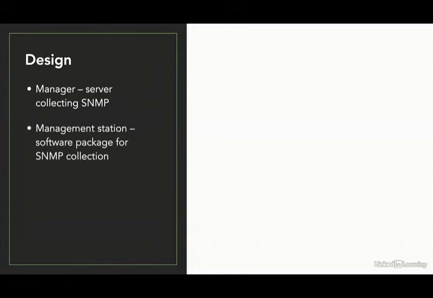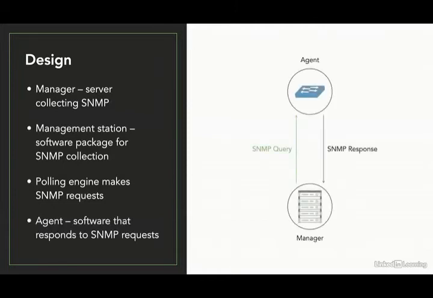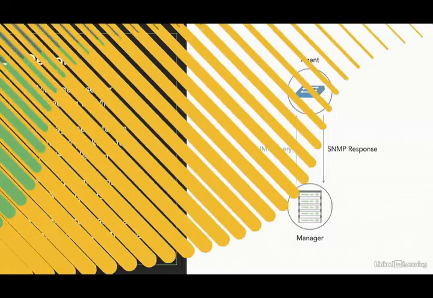In the SNMP environment, the server doing collections is known as the manager. The manager will generally directly run a network management station. This is the software package responsible for doing collection and storage. Some larger designs will distribute polling engines in geographic areas. A polling engine is a piece of software that will issue SNMP requests to manage devices agents. An agent is a software package that will respond to SNMP requests from managers. In short, the agent runs on the device you want to monitor. SNMP can be either read-only or read-write.